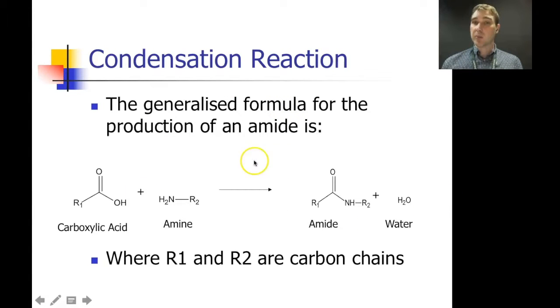So here's a general formula for the production of an amide. So we have our carboxylic acid with our R1 carbon chain. That's reacting with an amine with an R2 carbon chain. And you react those together and you get your amide. So here's the C double bond O N. You have your R1 carbon chain connected to the carboxylic acid because that comes from the carboxylic acid. And you have your R2 carbon chain connected to your nitrogen because that came from the amine. When that happens, you get water coming out, and that's why it's a condensation reaction, because water is produced when the amine and the carboxylic acid react with each other.